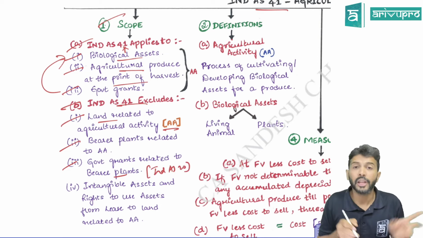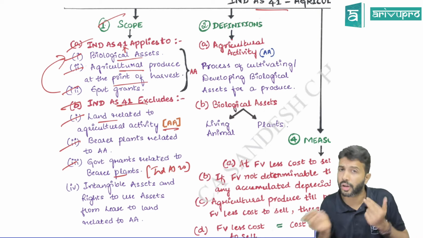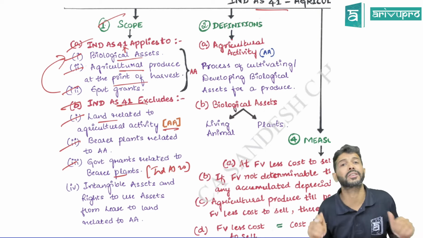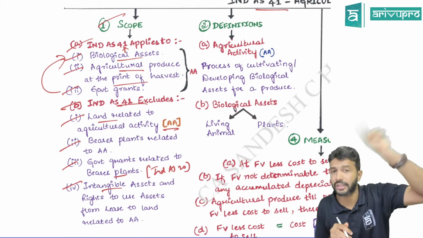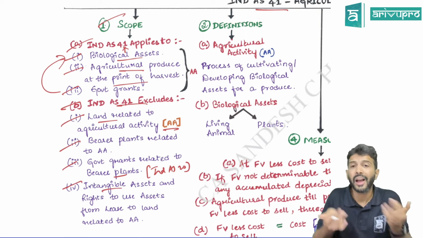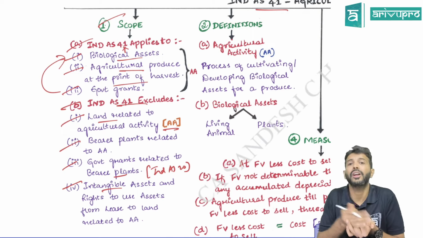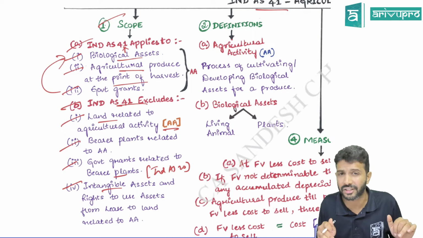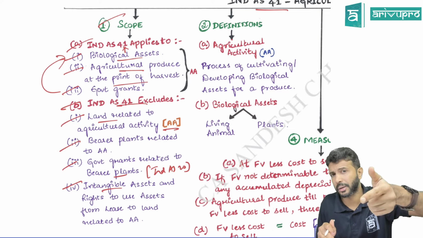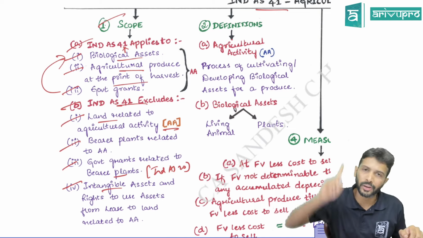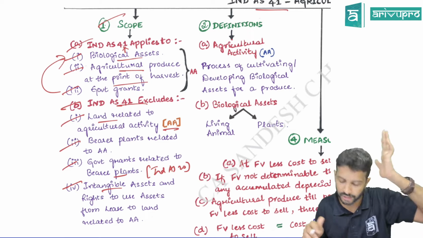If you have received any government grant relating to bearer plant, then Ind AS 20 accounting for government grant will apply. If you have used any intangible assets for your agricultural activity, a software which checks the fertility of the land, etc., those intangible assets will be recorded as per Ind AS 38, which we already studied. And if you are a lessee who has taken the land on a lease, then lessee has to record ROU asset. If that land is used for agricultural purpose, then the lessee will account ROU as per lease standard, which is Ind AS 116.